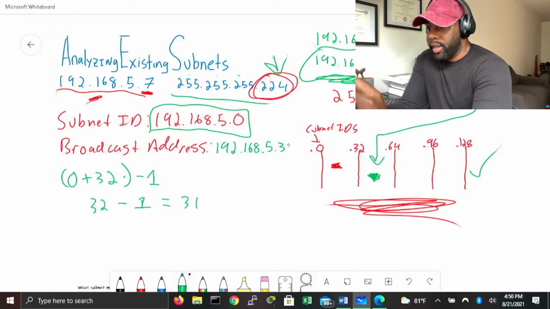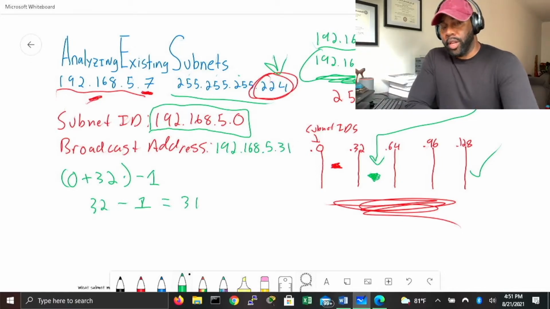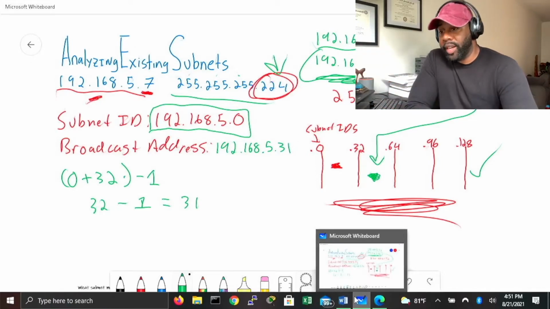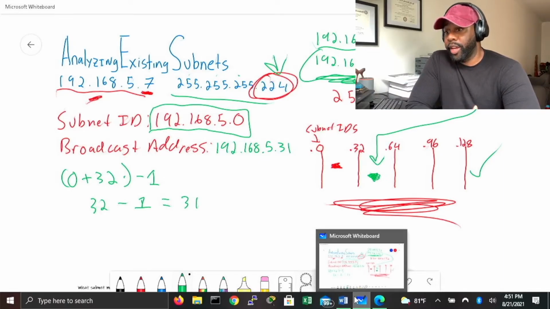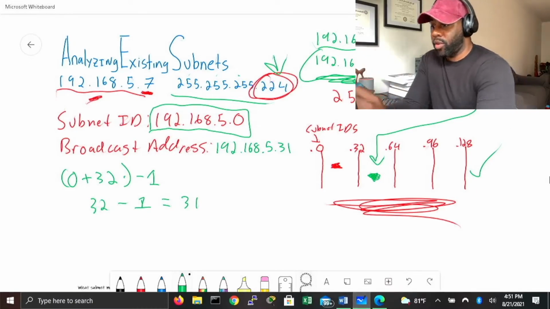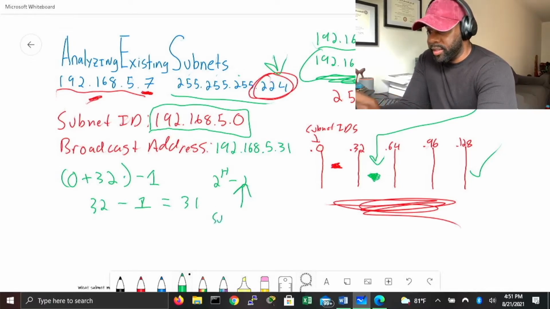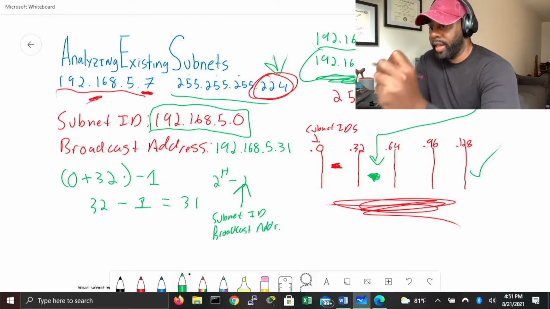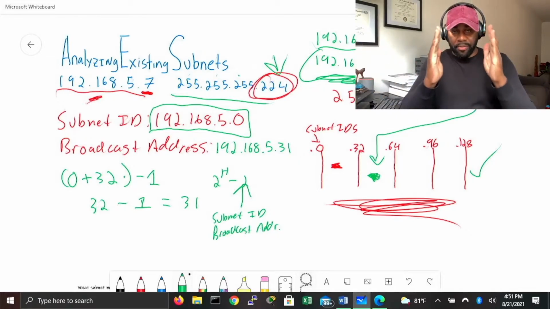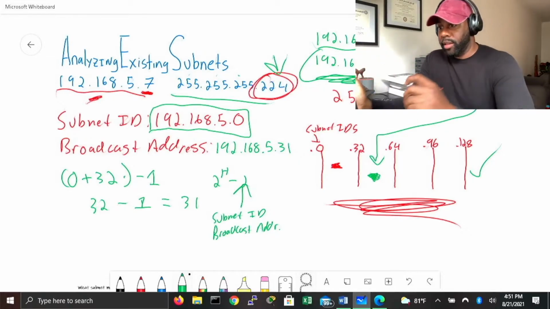So it's going to be 31. That is going to be our broadcast address. And that makes sense, and here's why. Because remember this equation right here, 2 to the h minus 2. What did we say this 2 was in the last video? That 2 was the subnet ID and the broadcast address. So that's going to pretty much provide the boundaries of the subnet.